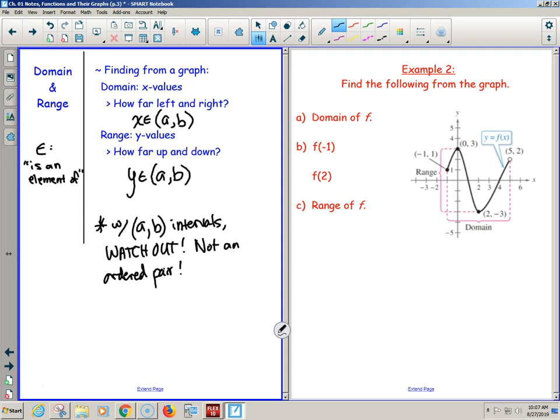Why am I trying to warn you about interval notation? If you don't look at the context, you're like, it's a point! And you're totally wrong. Because instead, it can mean a whole range of numbers. Okay, this is a danger zone.